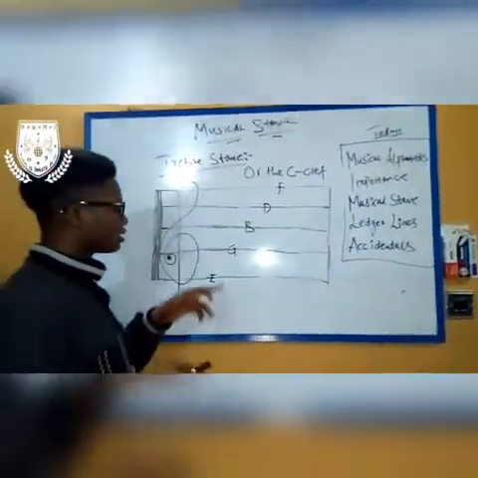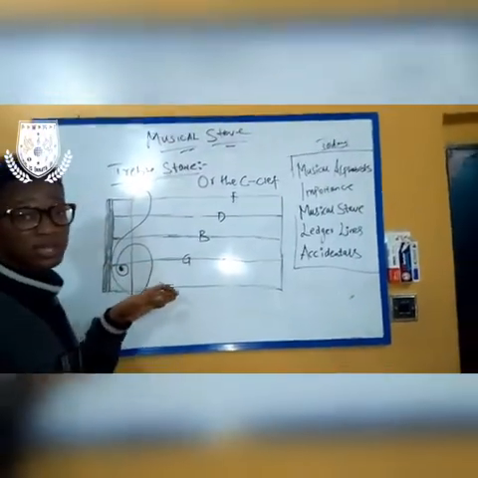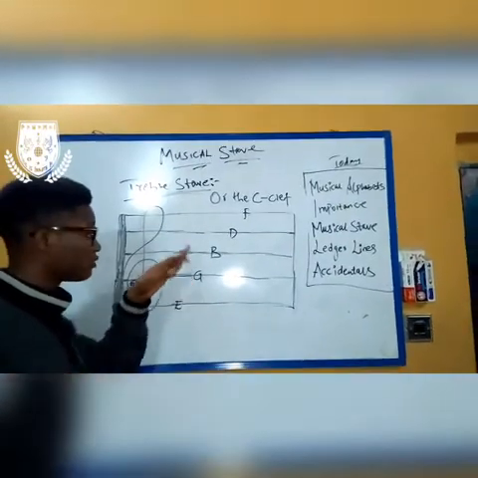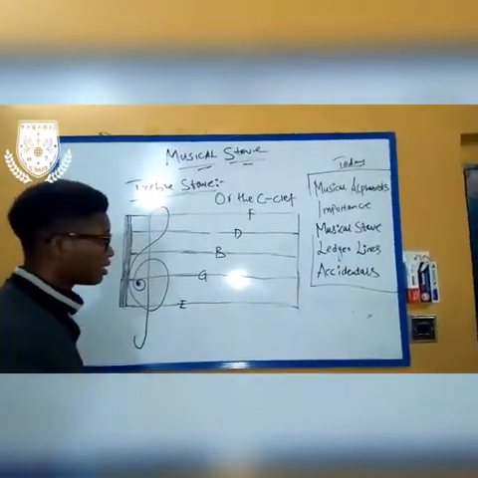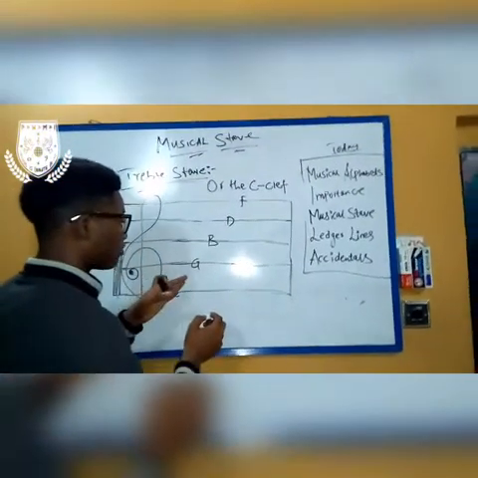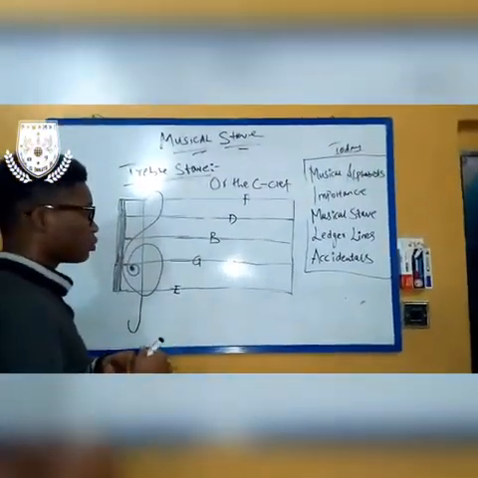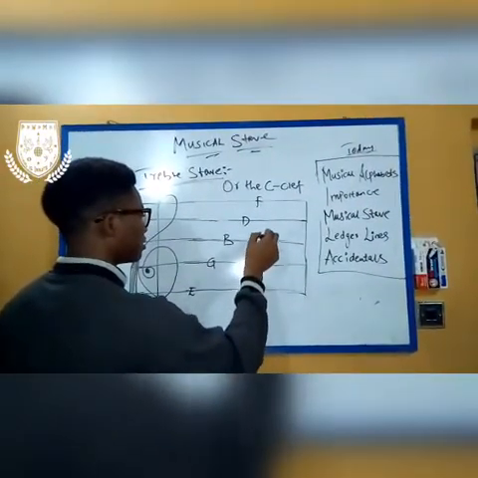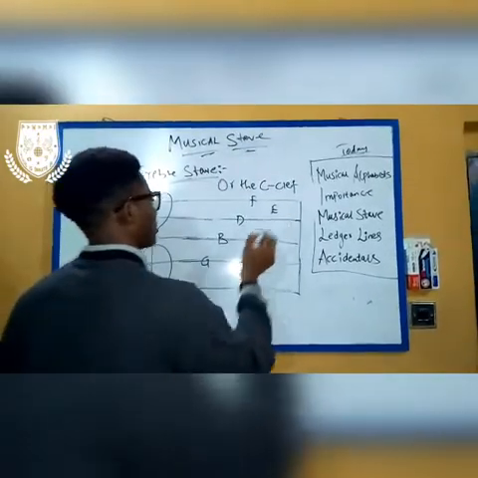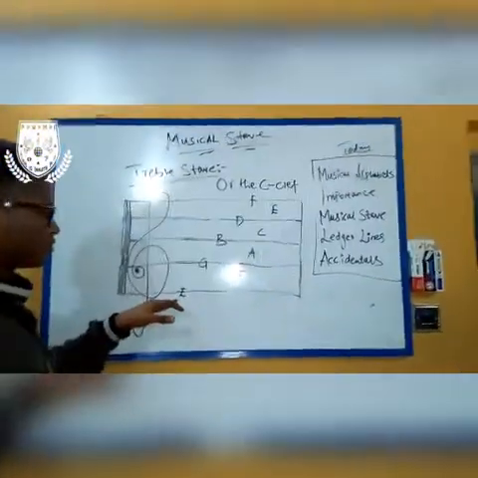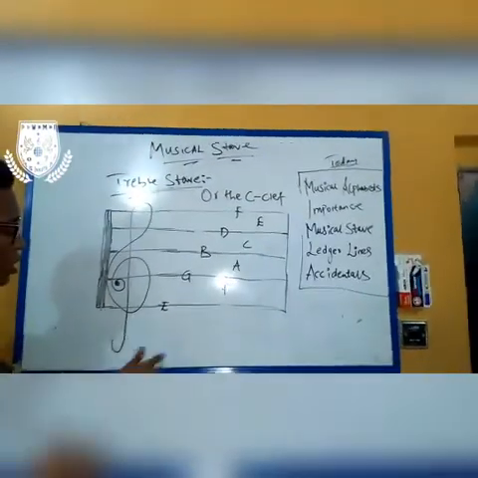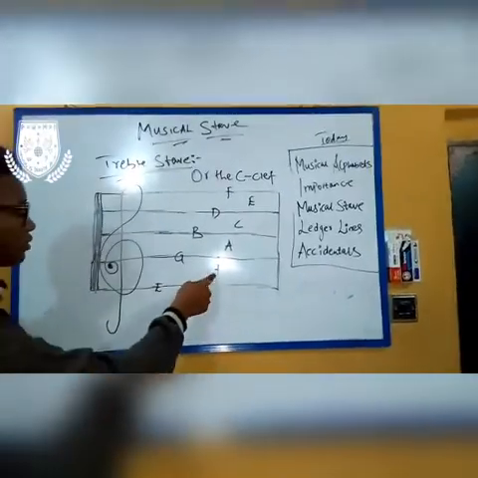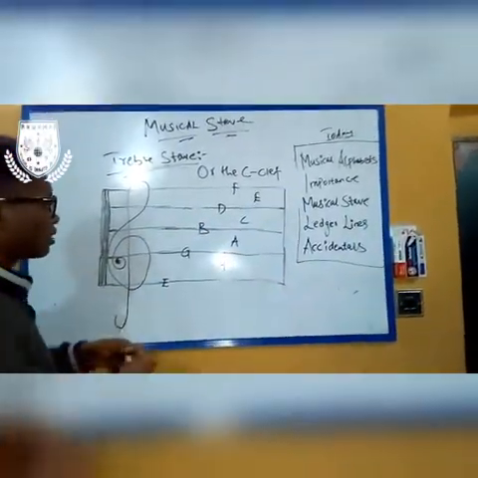Now we want to get the spaces of this treble clef. By default, the spaces for the treble clef spell FACE. FACE is the acronym for the alphabet notes used to represent these spaces. We start with F, A, C, and E. It may look a little strange at first, but when you start from this place, you see E, F, G, A, B. So it follows in order.